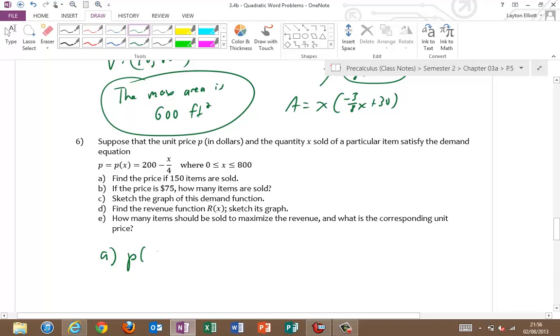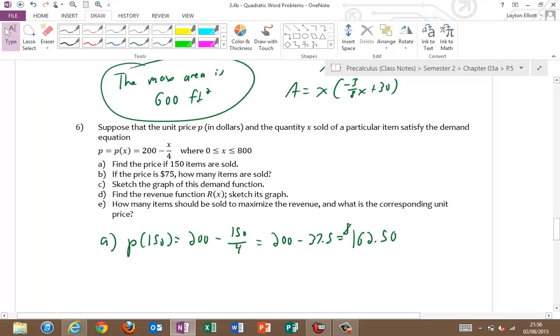I can just do this as P of 150 equals 200 minus 150 over 4. Which is 200 minus 75 over 2. 75 over 2 is 37.5. And 200 minus 37.5 is, I believe, 162.5. So the price is 162.50.